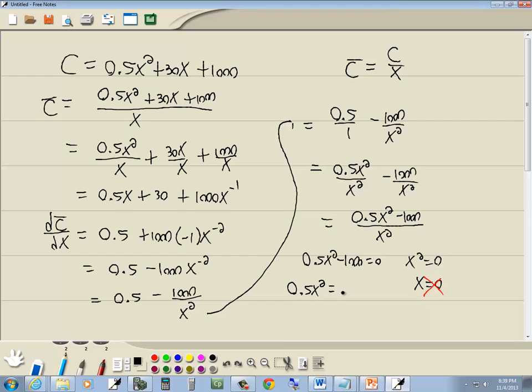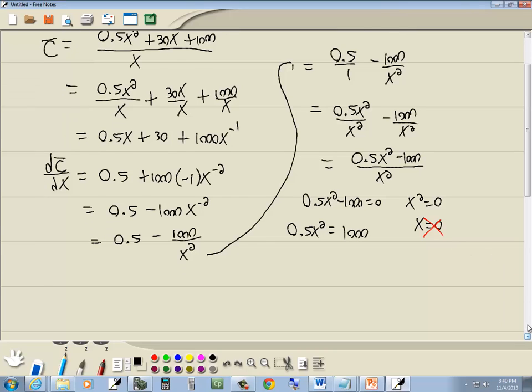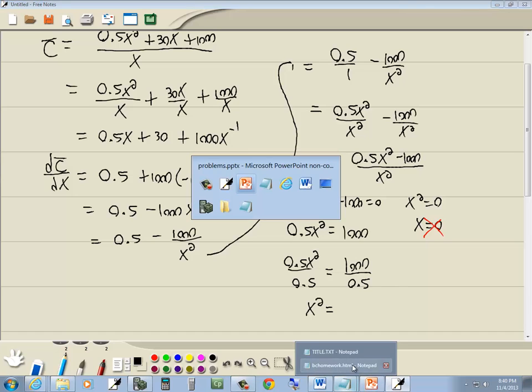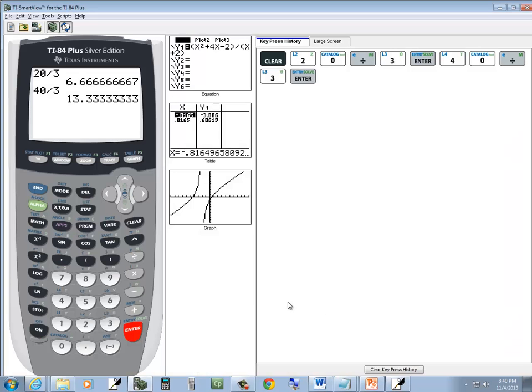0.5x squared, I'll take the negative 1000 to the right side. Divide both sides by 0.5. 0.5x squared divided by 0.5 equals 1000 divided by 0.5. Those cancel, gives us x squared, and I think that's 2000, but let me plug it in the calculator just to make sure. Not very good with decimals. 1000 divided by 0.5, 2000.